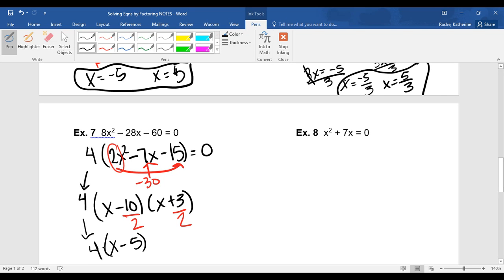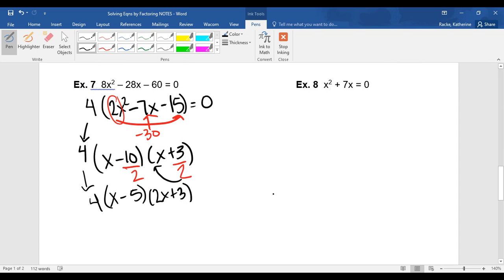Carrying that 4 down still. X plus 3 divided by 2. Gonna slide that 2 in front so it becomes 2x plus 3. Now I need to set both of these factors equal to 0. So x minus 5 equals 0. 2x plus 3 equals 0.